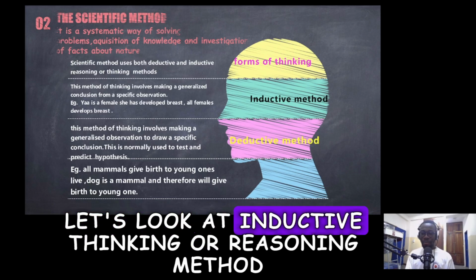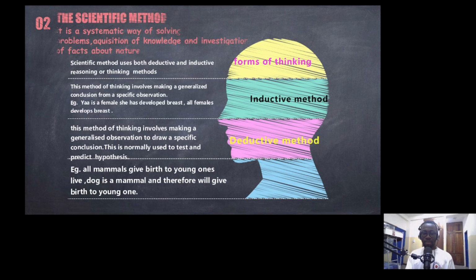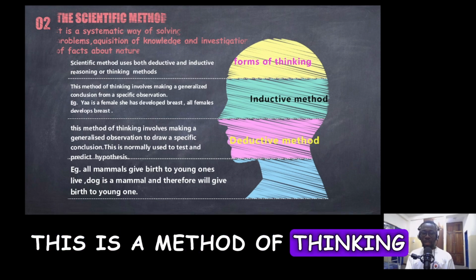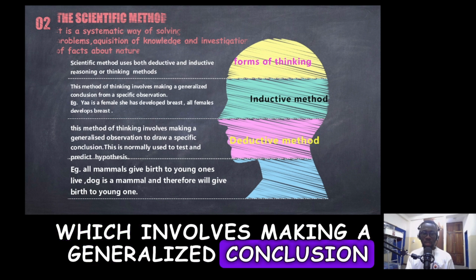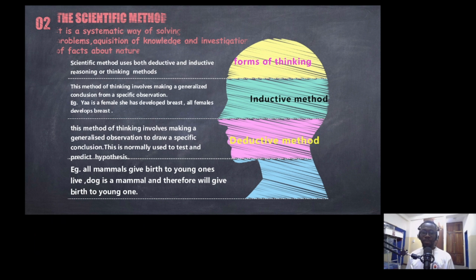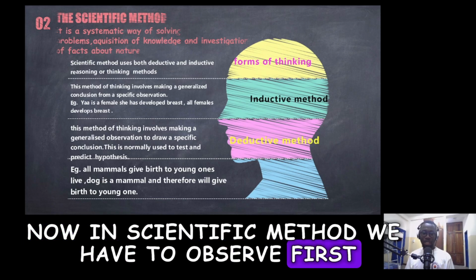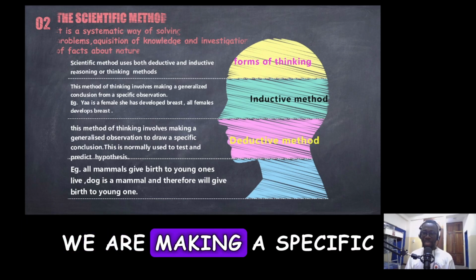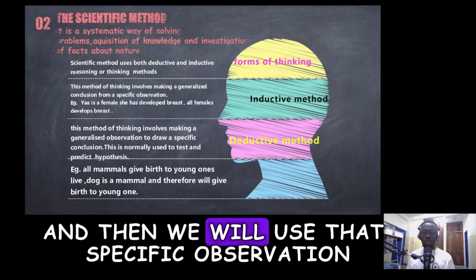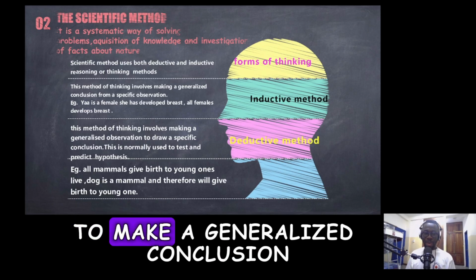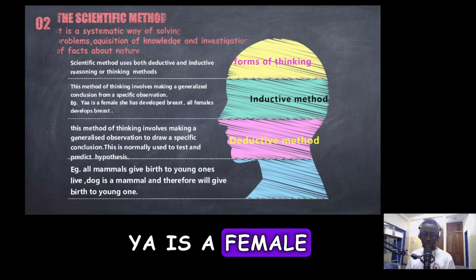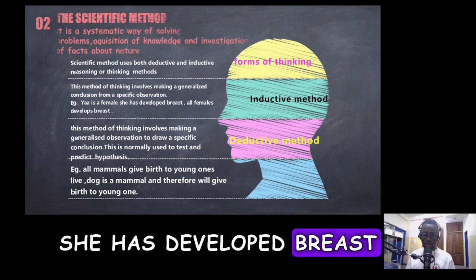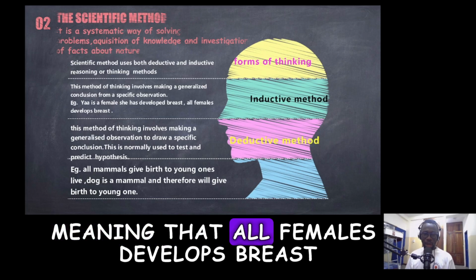Now, let's look at the inductive thinking or reasoning method. This is a method of thinking which involves making a generalized conclusion from a specific observation. In the scientific method, we have to observe first. With this observation, we make it specific, and then we use that specific observation to make a generalized conclusion. So, for example, Ya is a female. She has developed breasts, meaning that all females develop breasts.